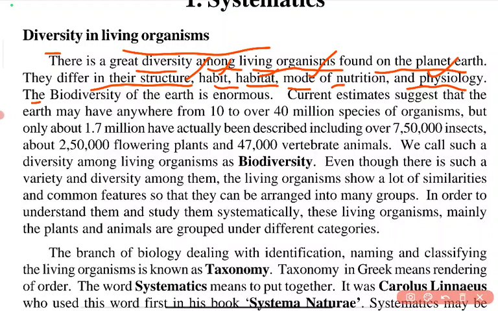So the biodiversity of the Earth is enormous. What type of biodiversity does the Earth have? It is enormous, because a lot of species are there on the Earth, and they are different from each other. Current estimates suggest that the Earth may have anywhere from 10 to over 40 million species of organisms.